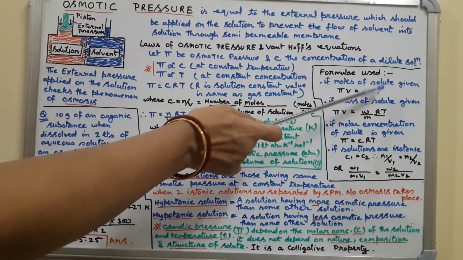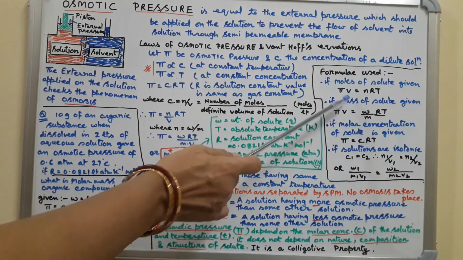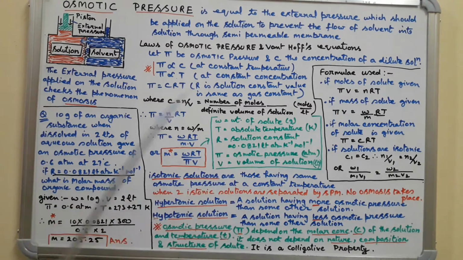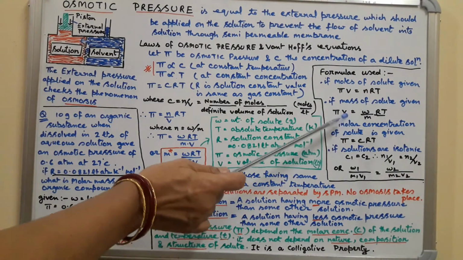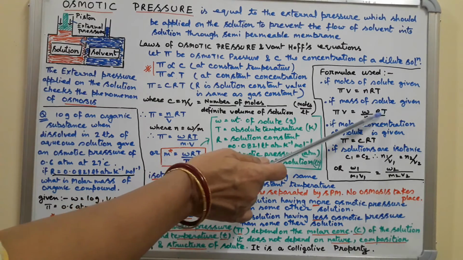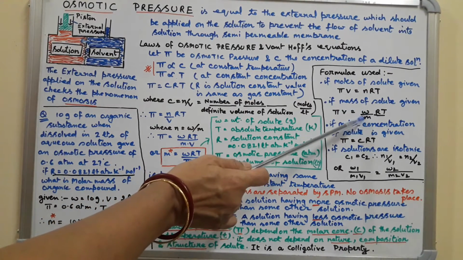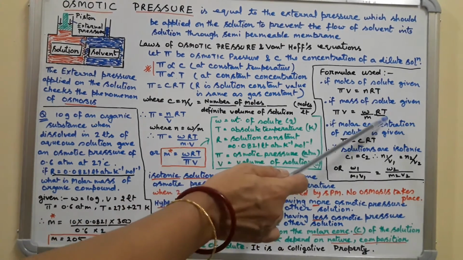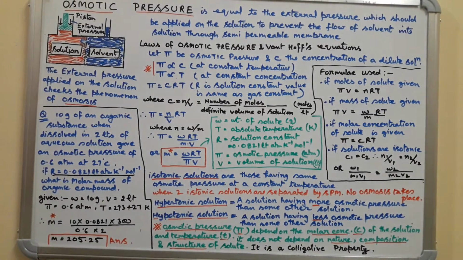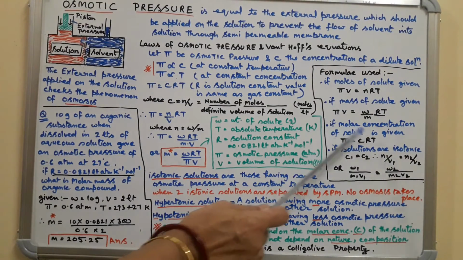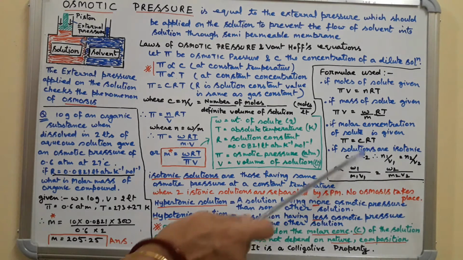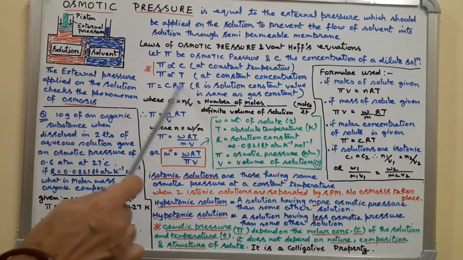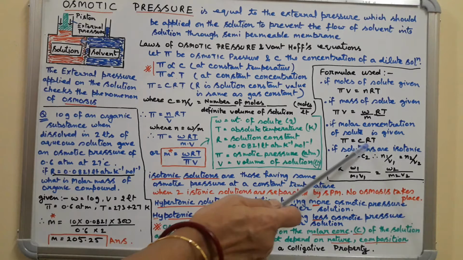If moles of solute are given, then we use this formula: pi V is equal to nRT, where n is the moles of solute. If the mass of the solute is given in the numerical, we have to use this formula: pi V equals W by M RT. Here the molecular mass we should know, and the mass of the solute is given. So we can find out either pi or V or any other quantity if we know the numerical values of the rest of the factors. If the molar concentration of the solute is given, that is, C is given, which is n by V, we have to use this formula.